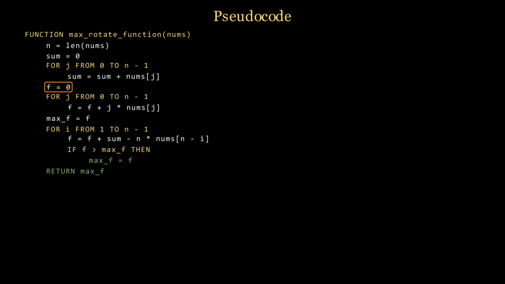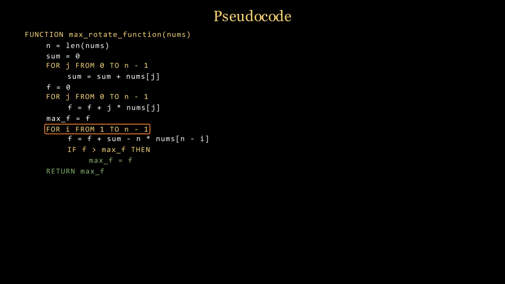Initialize f to 0 before building f of 0. Second for loop, same range, weighted by index. Accumulate j times nums at j into f, that is f of 0. The running best starts at the initial score.